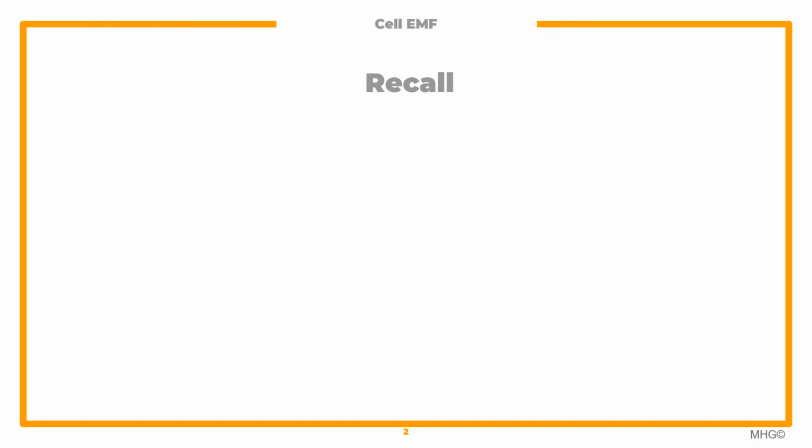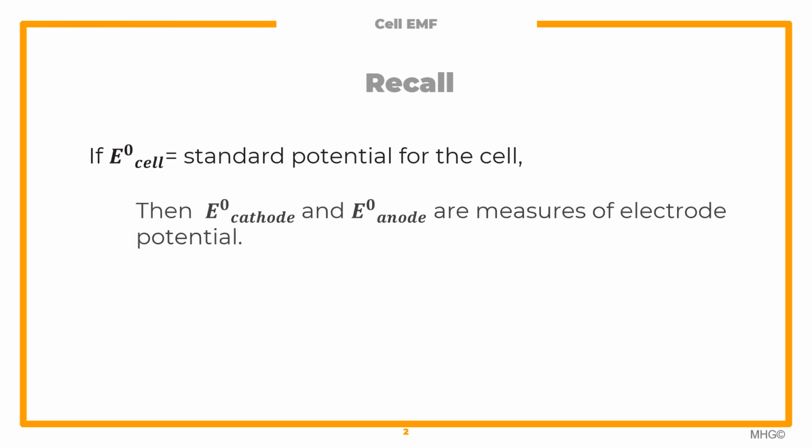We recall that by doing experiments such as that illustrated in our previous lessons, we not only have a notion of the relative oxidizing and reducing abilities of various chemical species, but we can also rank them quantitatively. Now, if E naught cell is the measure of the standard potential for the cell, then the reduction potential of the cathode and the reduction potential of the anode are the measures of the electrode potentials in both the cathodic and the anodic half cells of a voltaic cell.